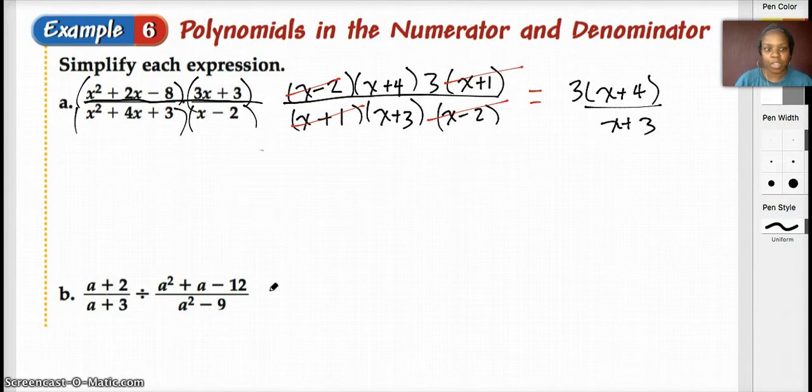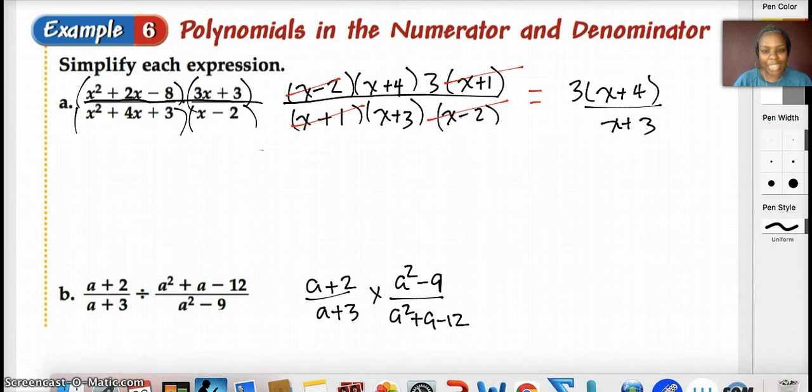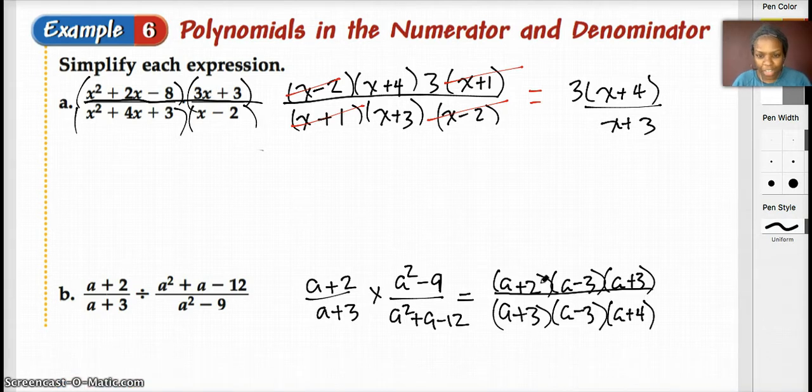Let's do the same thing to this one down here. First, we're going to change it to a multiplication problem. Now that we've done that, we're going to factor everything, make it all one big fraction. Now that we've got that factoring out of the way, notice we have that difference of squares again. We're just going to cancel. These guys go away, these guys go away, and our final answer is a plus 2 over a plus 4.